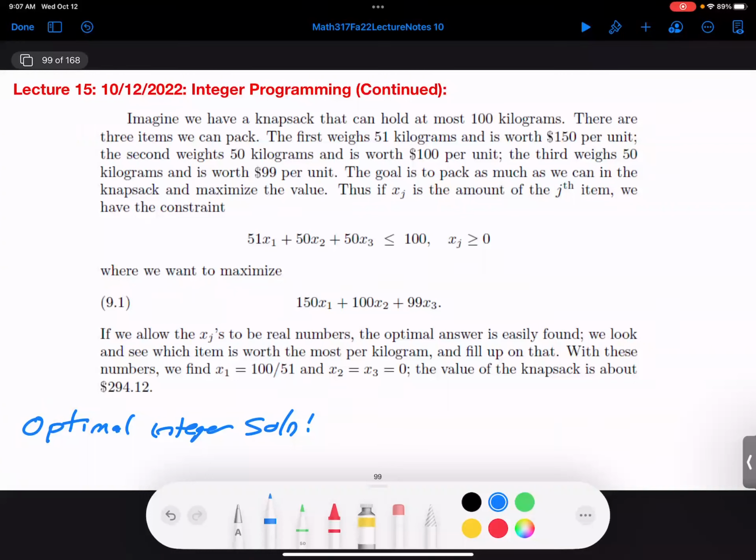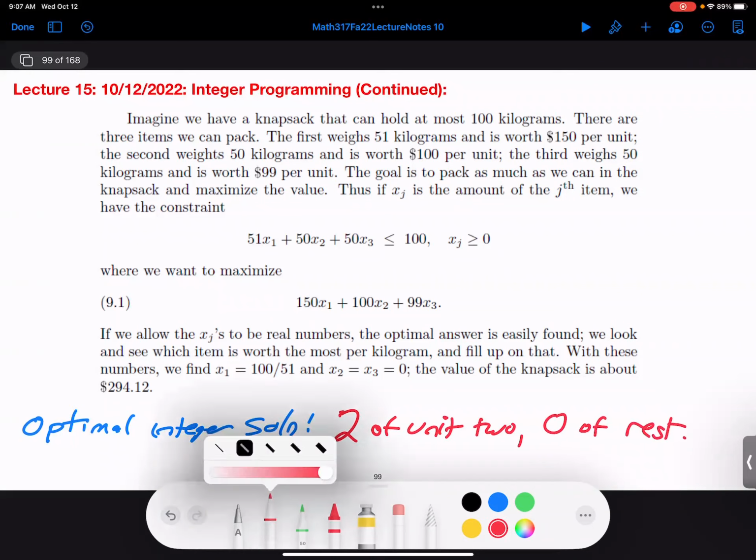Yeah, it would be 2 of unit 2, 0 of the rest. Is this close or far from the real optimal? Yeah, it's very far. Not even close to the real optimal.